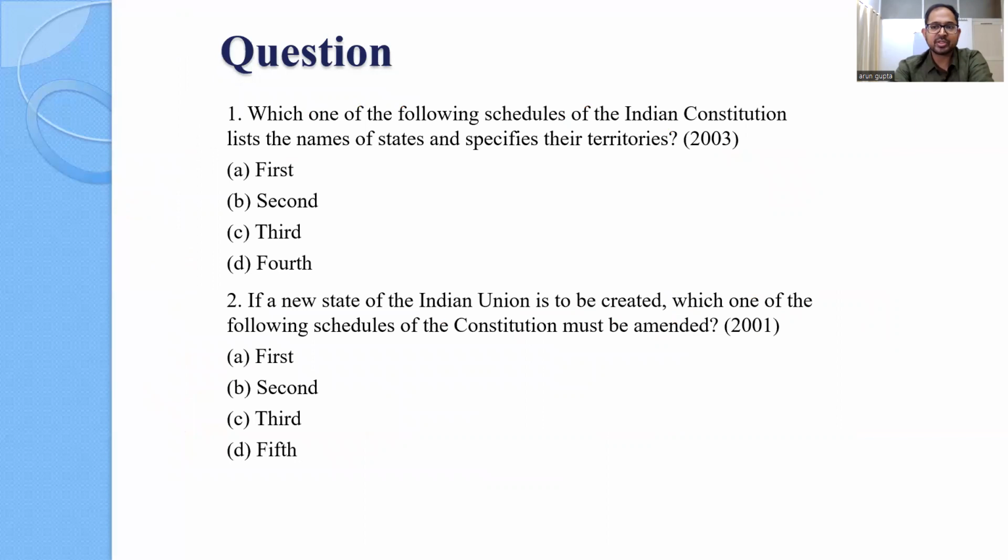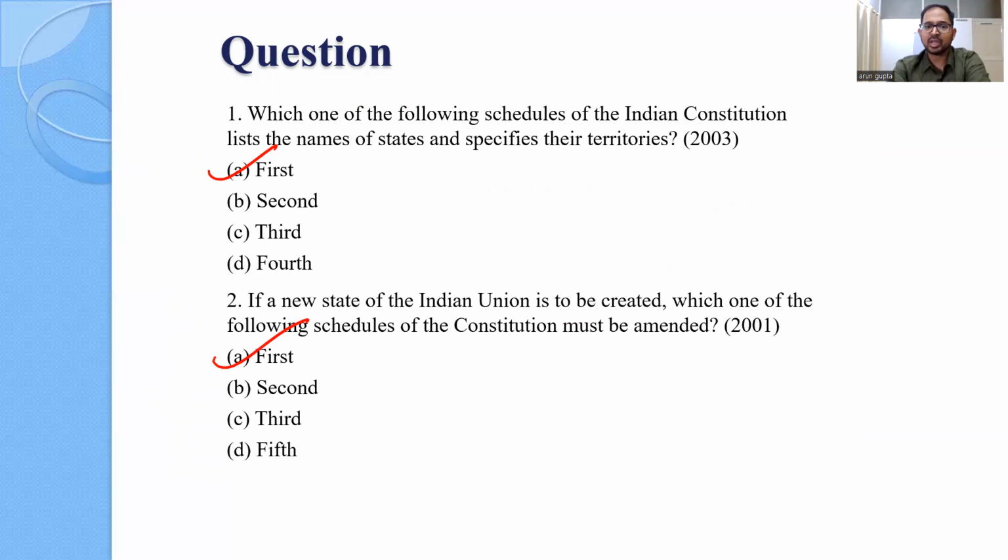Now, these are a few questions from previous prelims. Which one of the following schedules of the Indian Constitution lists the names of states and specifies their territories? First schedule. If a new state of the Union of India is to be created, which of the following schedules of the Constitution has to be amended? First schedule. Both the answers are first schedule.